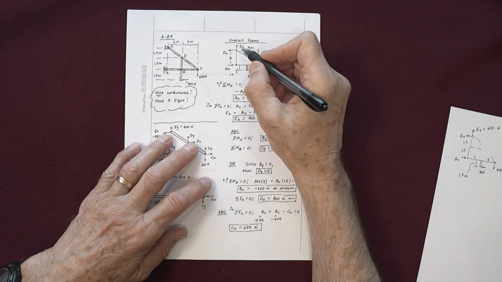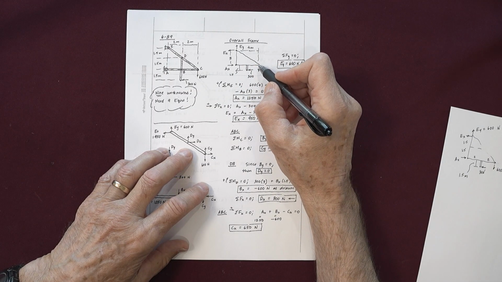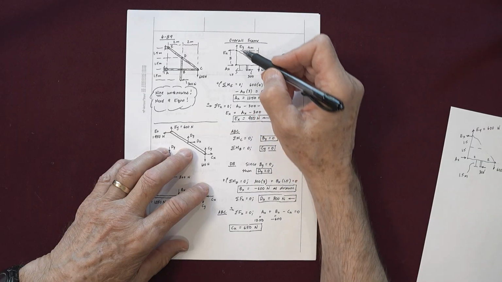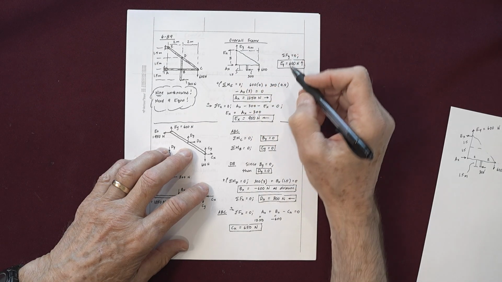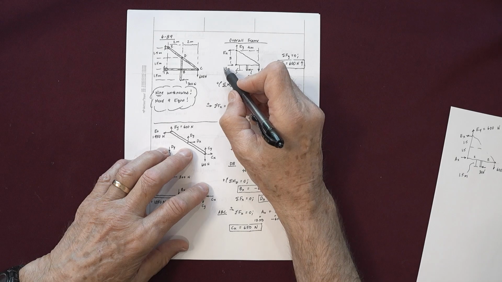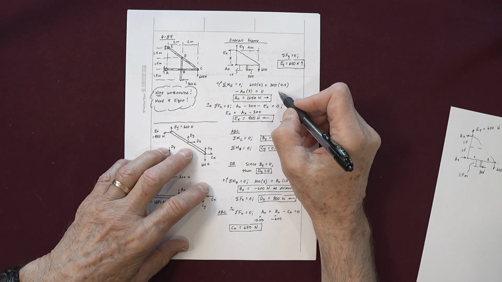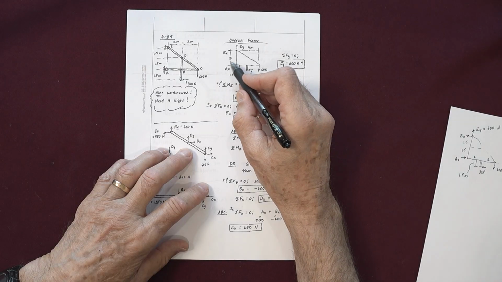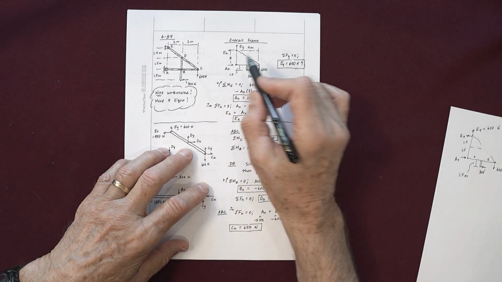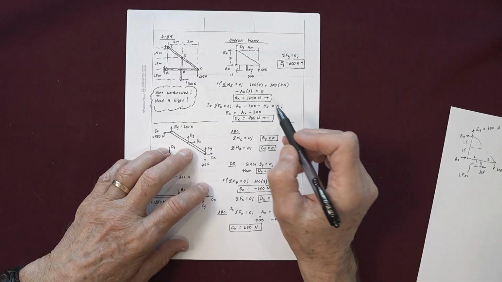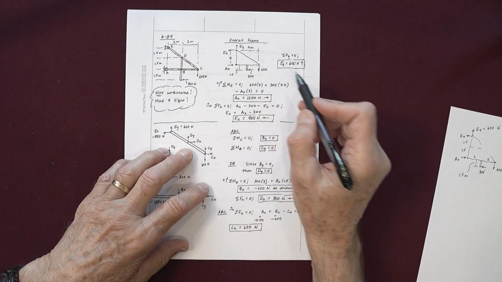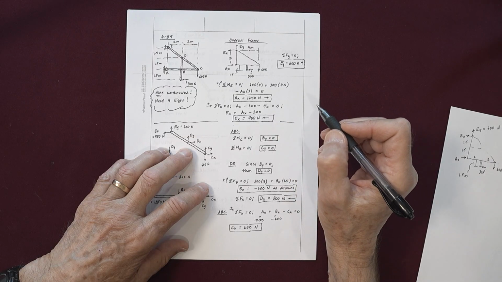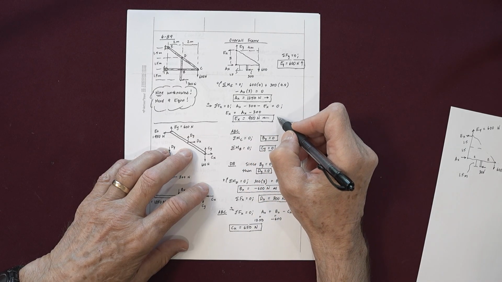If we sum moments about E, I basically have 600 times 4 plus 300 times 3 plus 1.5, so that's 4.5, minus AX times 3. And we get AX is 1250 newtons. Once you get AX, then you can sum forces in the X direction. If we take to the right to be positive, we have AX minus 300 minus EX is equal to 0, and you can solve for EX is 950.